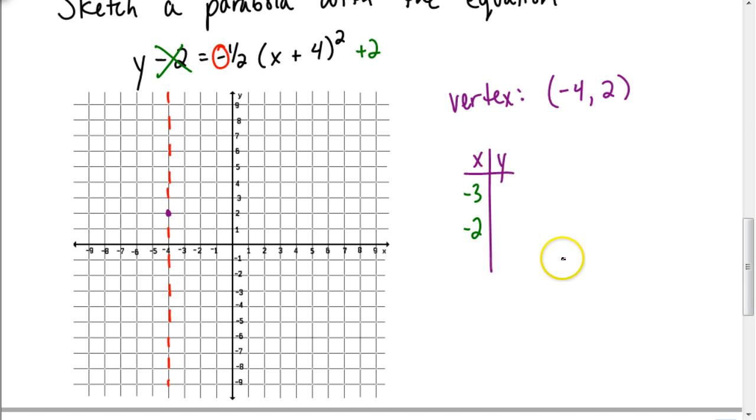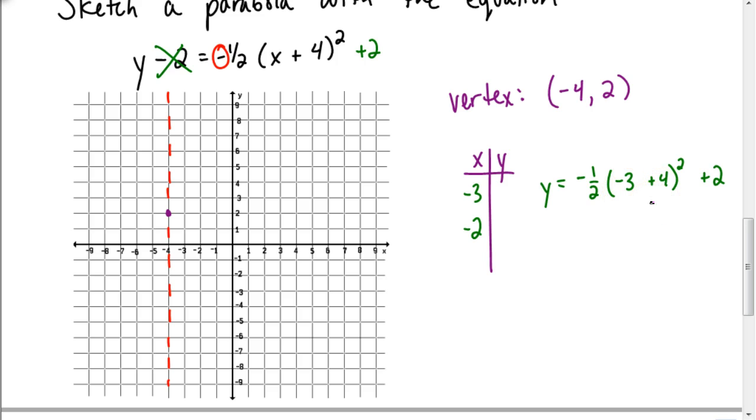So that way we have all of our operations on one side of the equal sign. To find out what y equals, I'm going to take negative 1/2 times my value for x, which right now we're using negative 3, plus 4 being squared, and then at the end we're going to add 2. At this point we're going to follow the order of operations. Remember, order of operations tells us to simplify in parentheses first.